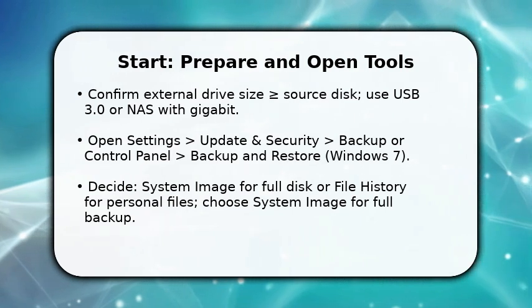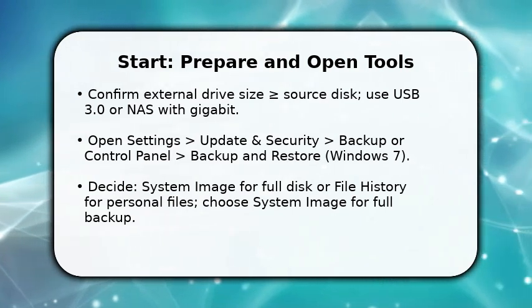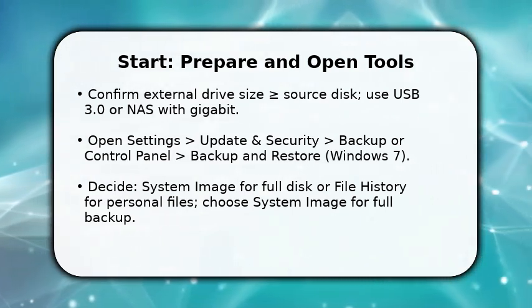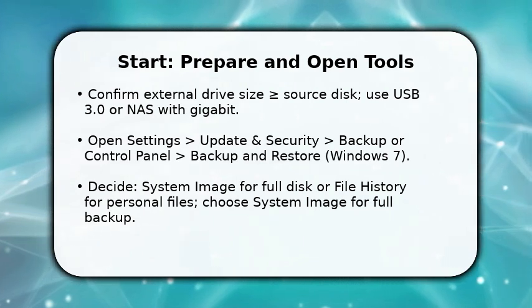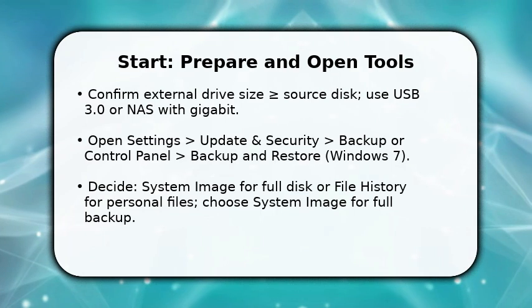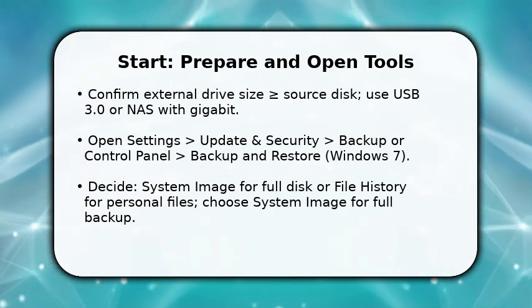Choose System Image when you need a full disk copy including OS and programs. Choose File History only for user files. Once you've selected System Image, click Create a System Image to begin the process.